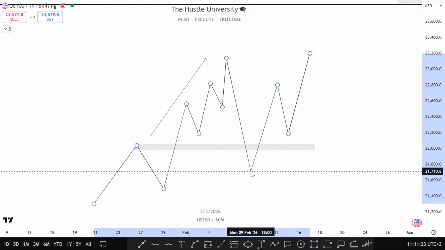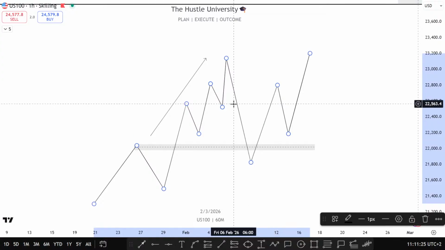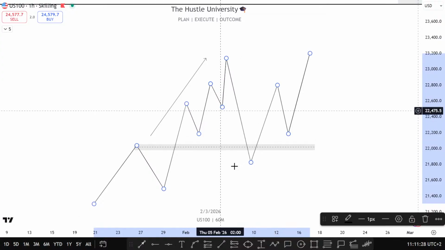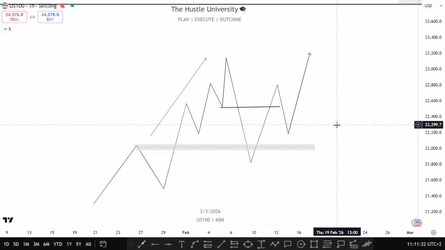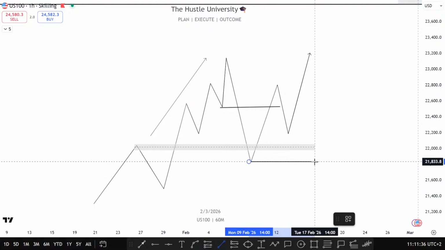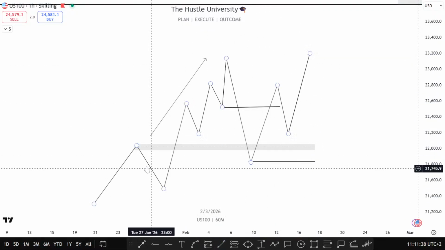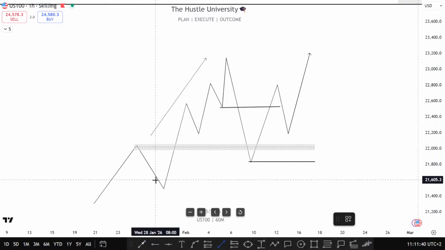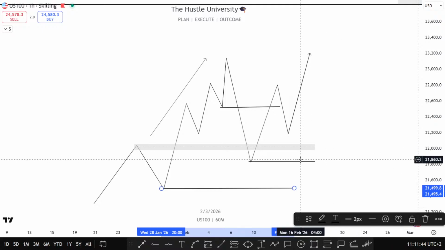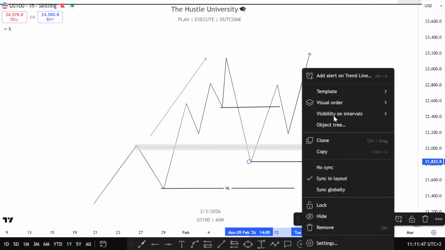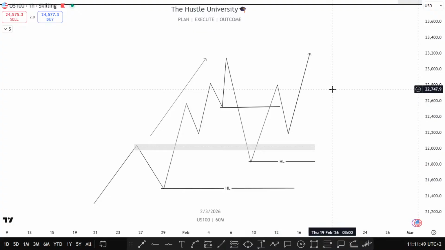Price comes back, creates a higher low at this area, and this looks like a break from this area over here. Now people would think we are bearish. We are not bearish. We're still bullish because the higher low is here, because price broke from this high and made a higher low over this area. So you have a higher low at this area, and you also have another higher low at this area.